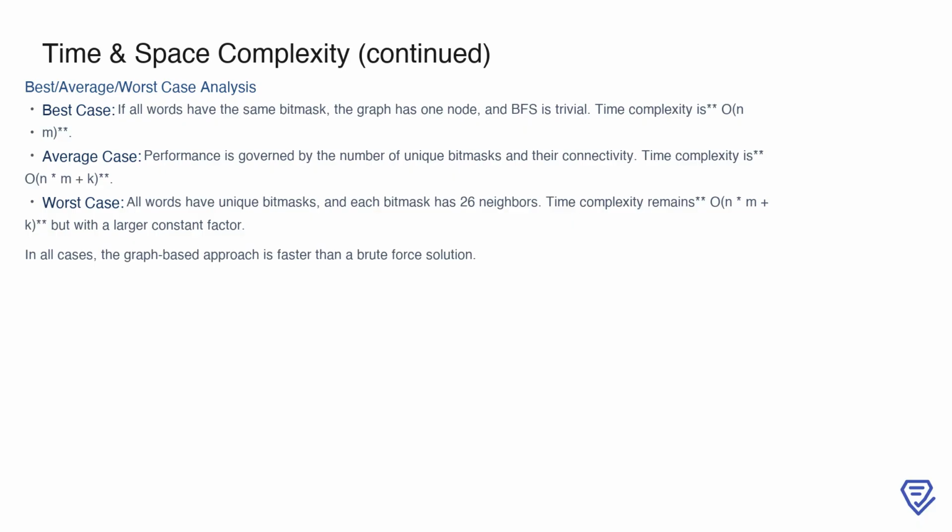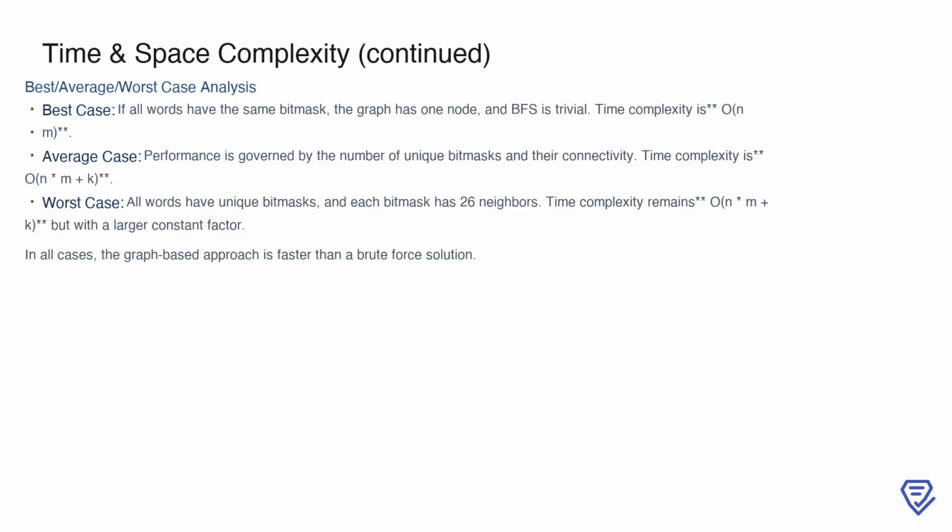In the average case, the performance depends on the number of unique bit masks and their connectivity, resulting in a time complexity of O(n * m + k). In the worst case, every word has a unique bit mask, and each bit mask has 26 neighbors. Even in this scenario, the time complexity remains O(n * m + k), but the constant factors are higher due to the increased graph size.